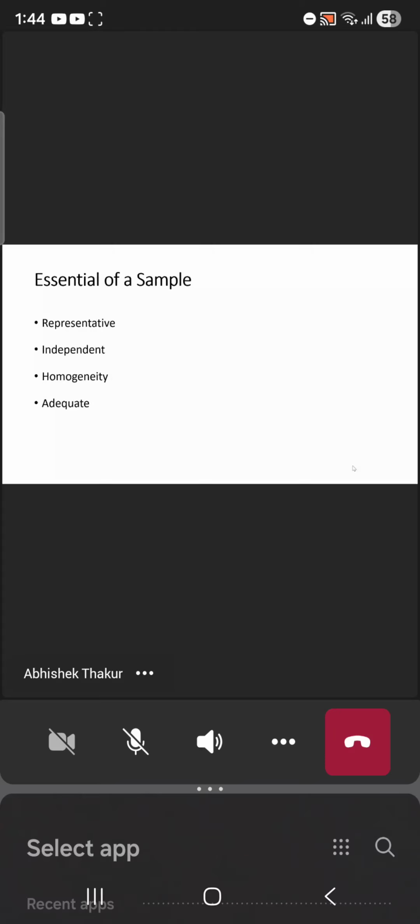So what is essential for a sample? It should be representative and homogeneous, and it should have an adequate number of persons or items for sampling. So this is a part of sampling.